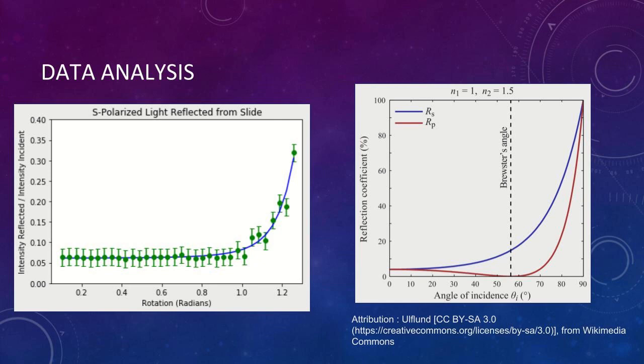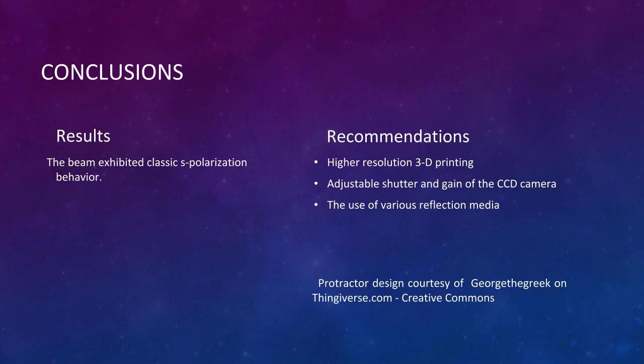The chi-squared value for our graph was 0.302, making it a very good representation of the mathematical law. While the beam exhibited classic S-polarization behavior, the result could have been improved by the use of a high-resolution 3D printer, an adjustable shutter and gain of the CCD camera, and perhaps the use of several different reflective media to test it out over a variety of optical surfaces.